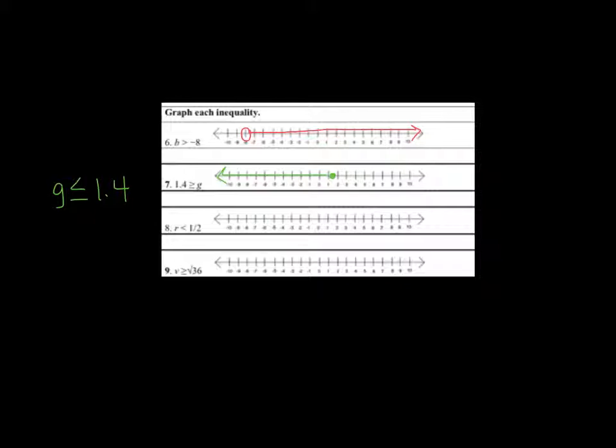Alright, for number 8, we have a number that is less than a half. So we know that a half is halfway between 0 and 1. And since it's just less than, I'm going to use that open circle, and I want everything to the left of that. Okay. For number 9, remember this little symbol right here means square root. So v is greater than or equal to the square root of 36, which is 6. So I know that I go to 6 and I put a closed-in circle on it because of the equal to part, and I want all the numbers to the right of that.